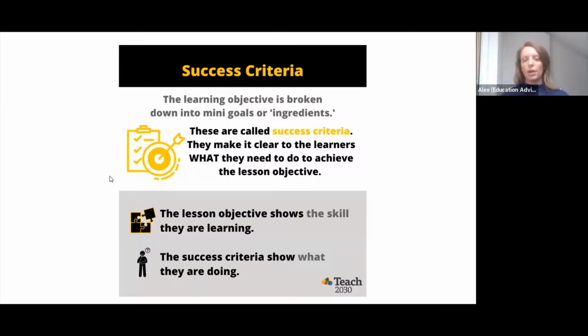So saying that they are going to gain a skill is one thing. The lesson objective is the skill they are learning. But the success criteria is how do they achieve that skill? What are the steps to get there in order to achieve that lesson objective?